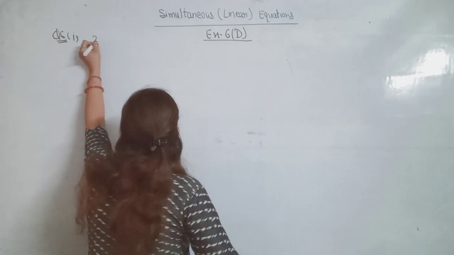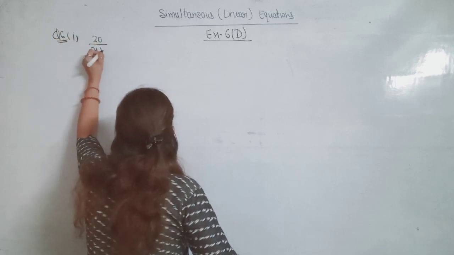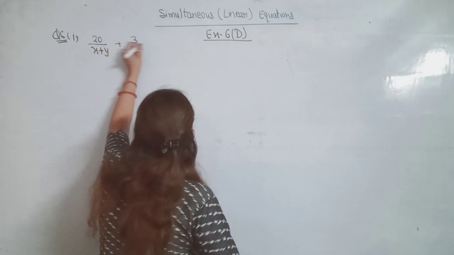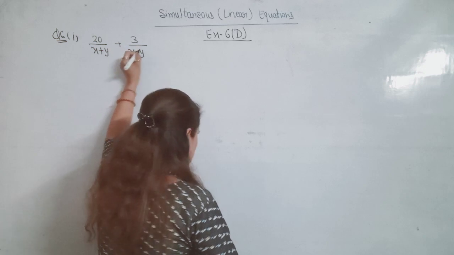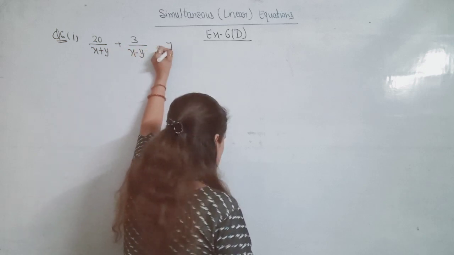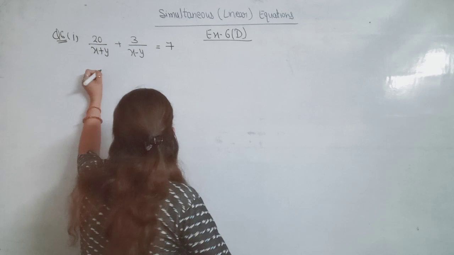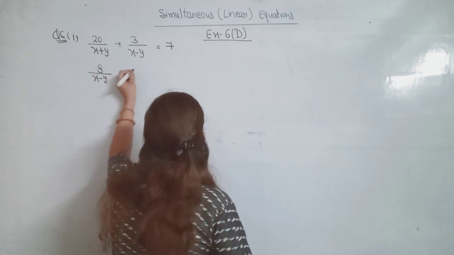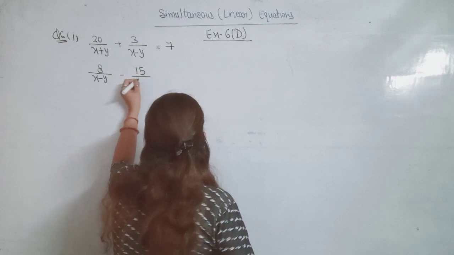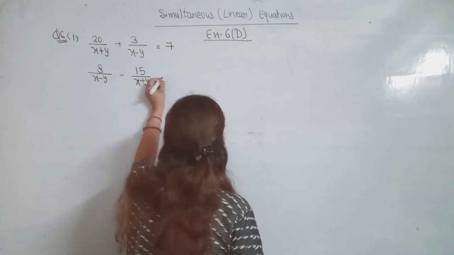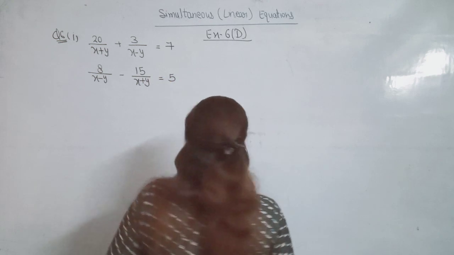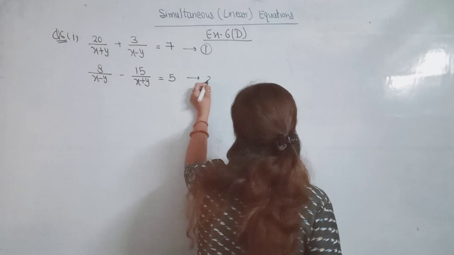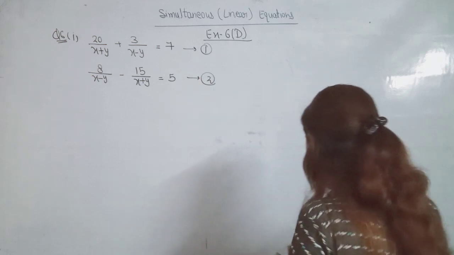20/(x + y) + 3/(x - y) = 7. And the second equation is 8/(x - y) - 15/(x + y) = 5. Okay, now this is equation first, this is equation second. Now check the variables.